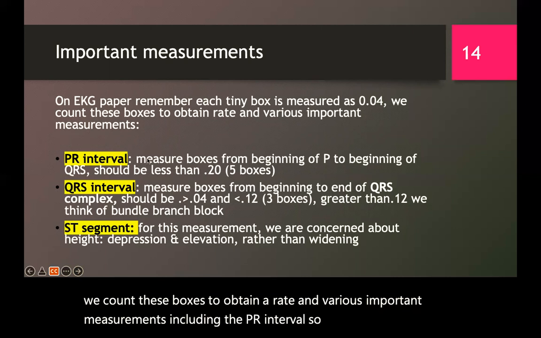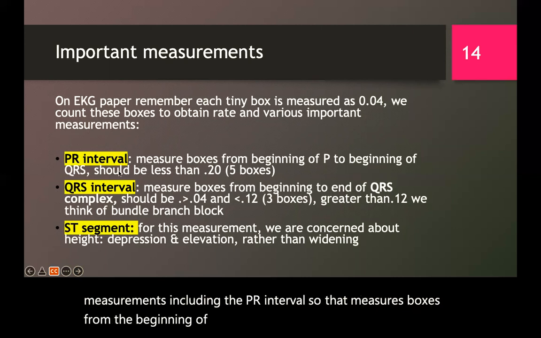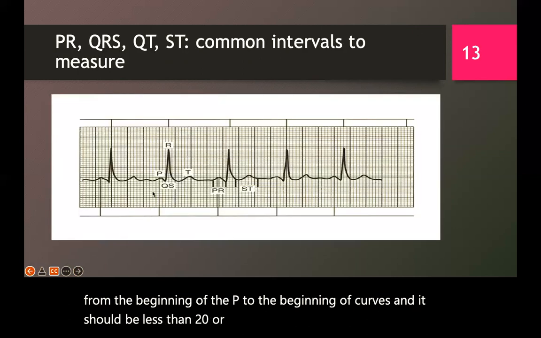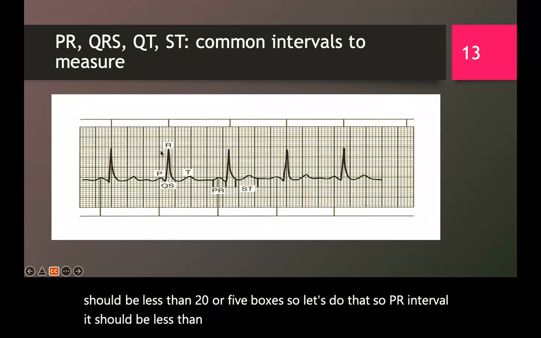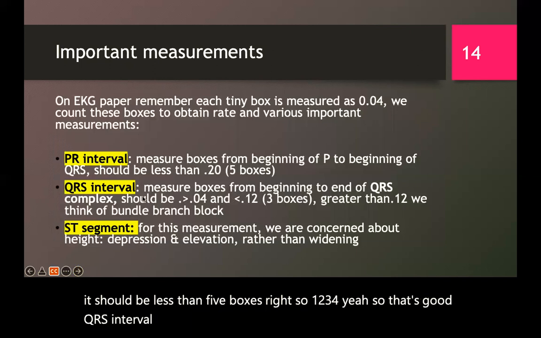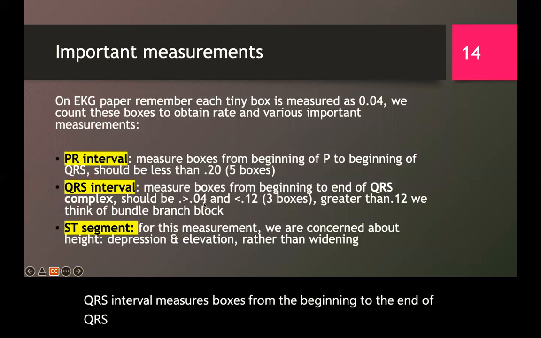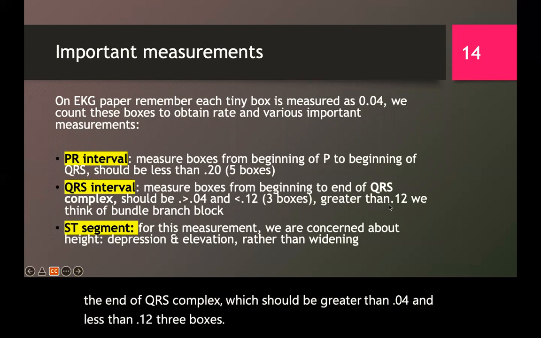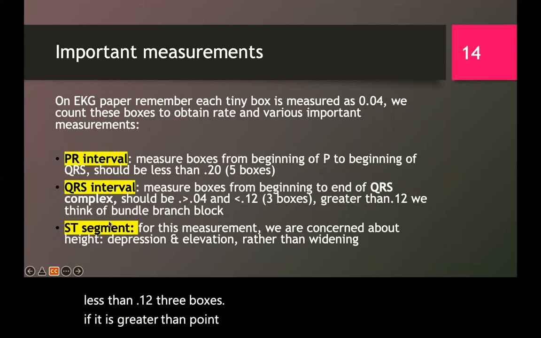So that measures boxes from the beginning of the P to the beginning of QRS, and it should be less than 0.20 or 5 boxes. So let's do that. So PR interval, it should be less than 5 boxes, right? So 1, 2, 3, 4. Yeah, so that's good. QRS interval measures boxes from the beginning to the end of the QRS complex, which should be greater than 0.04 and less than 0.12, 3 boxes. If it is greater than 0.12, we should think of a bundle branch block.